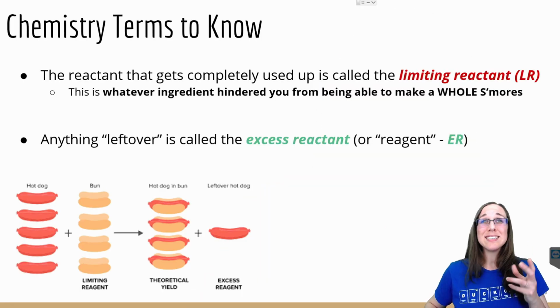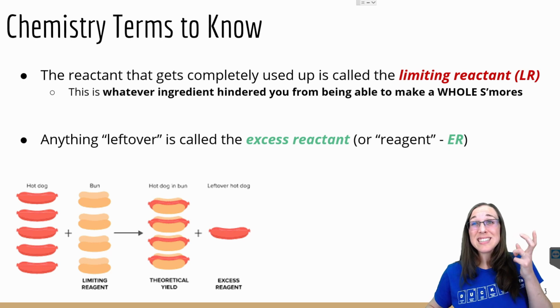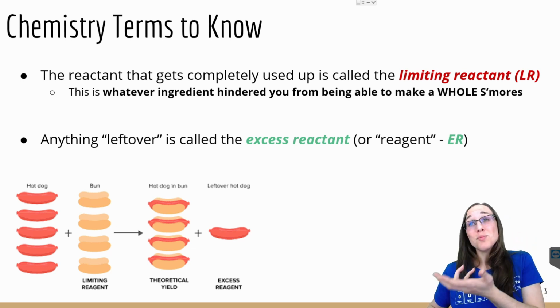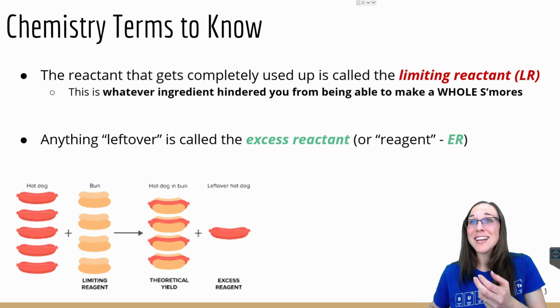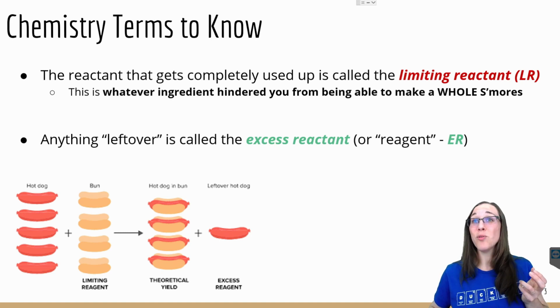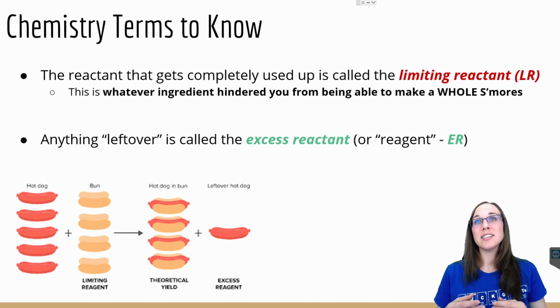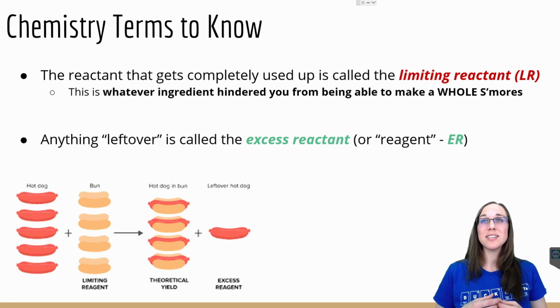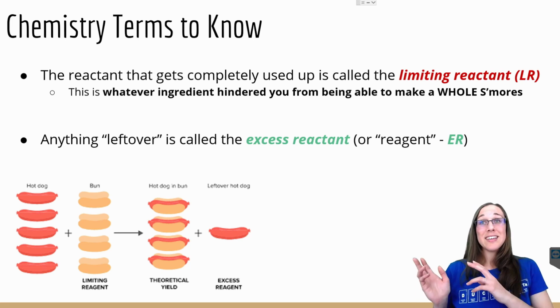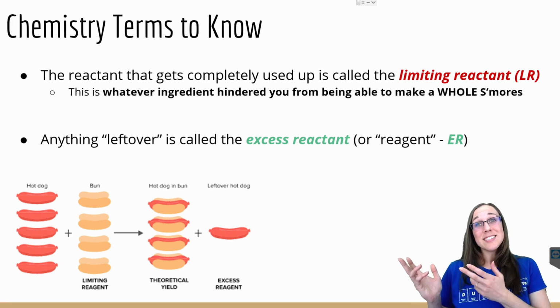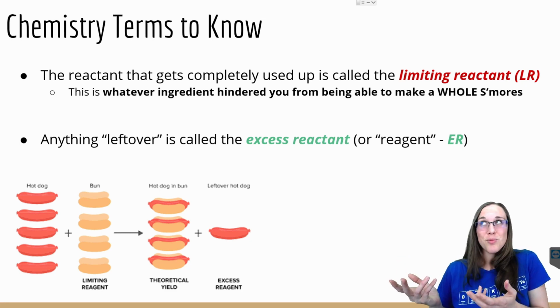So now back to this leftover thing. Whatever is left over, for example, from our s'mores, that would be the chocolate and the graham crackers. Those were left over. We would call those excess reactants or reagents, and I'm going to symbolize those as ER. In the case of the hot dog example, the excess would be the extra hot dog without a bun.